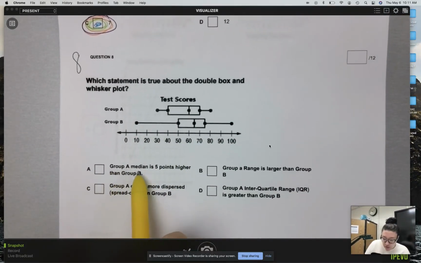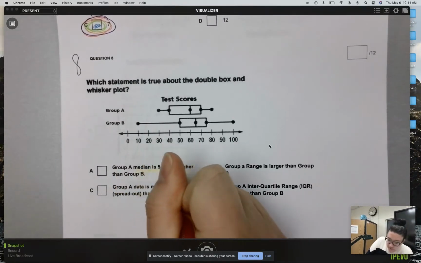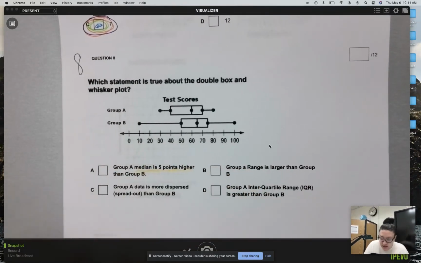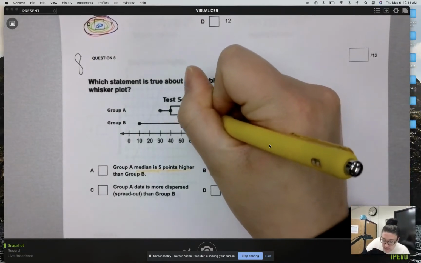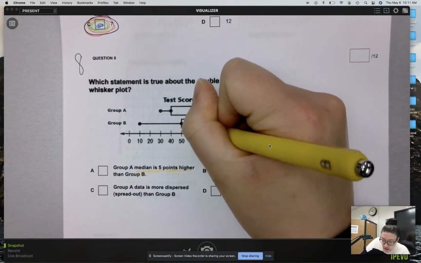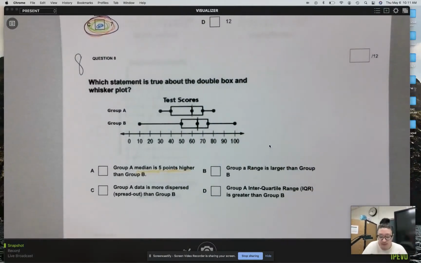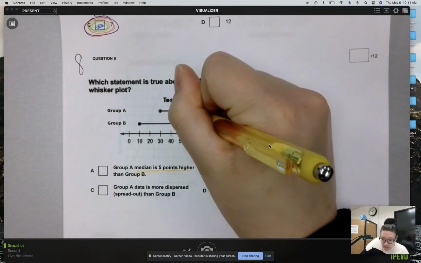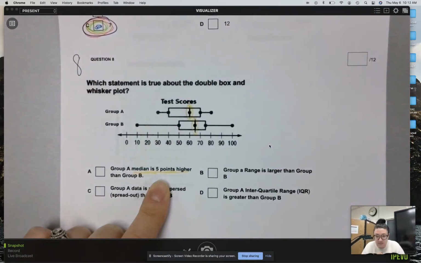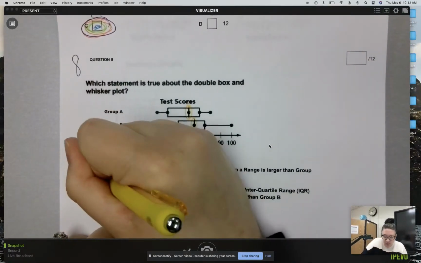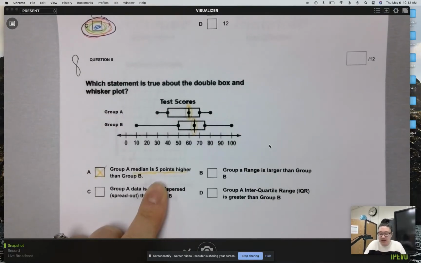Question A says that Group A's median is 5 points higher than Group B. The median, remember, that's this number here. That number, that's that line in my box plot. Is A's median 5 points higher than B's median? It's 5 points lower. So it's not A.